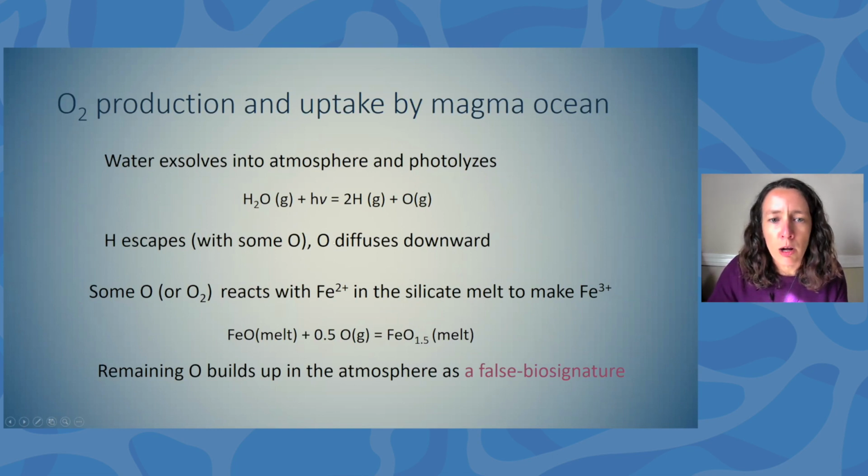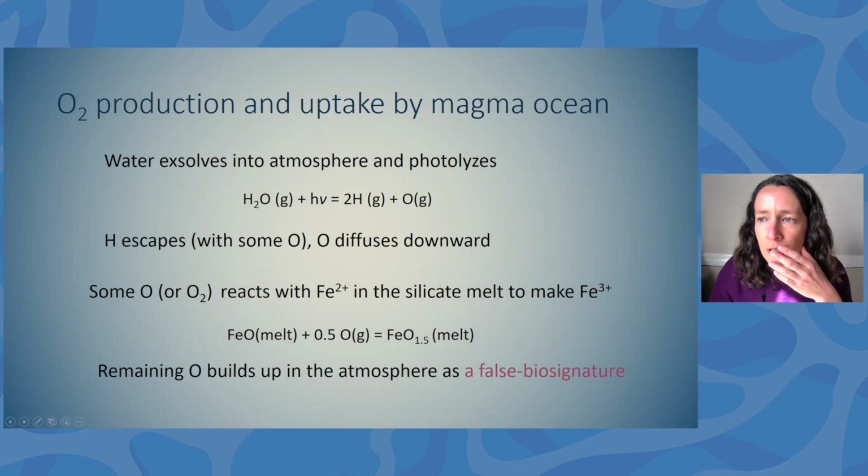So we have water being photolyzed in the atmosphere and producing these hydrogen and oxygen atoms. Some of that hydrogen escapes, and some of that oxygen remains on the planet and reacts with the interior of the planet. So in order to understand how much oxygen builds up in the atmosphere, we have to take into account reaction with the surface. But the remaining oxygen builds up as a false biosignature.